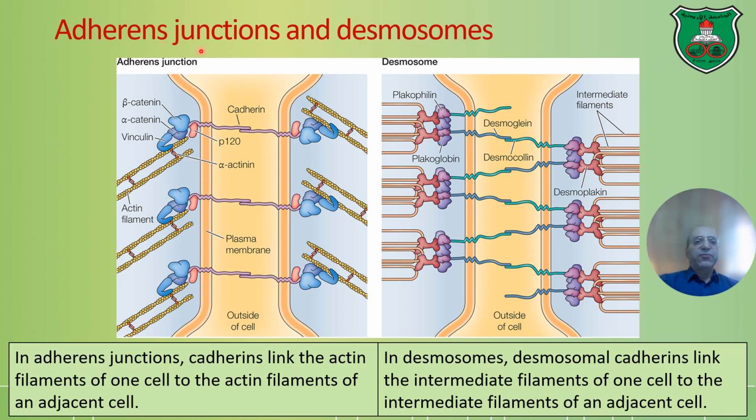So adherens junctions, you have cadherins, and these cadherins interact with the actin filaments indirectly via catenins and actin binding proteins. Note that you have this interaction between actin filaments in two different cells, but they are neighboring cells, adjacent, very close to each other.